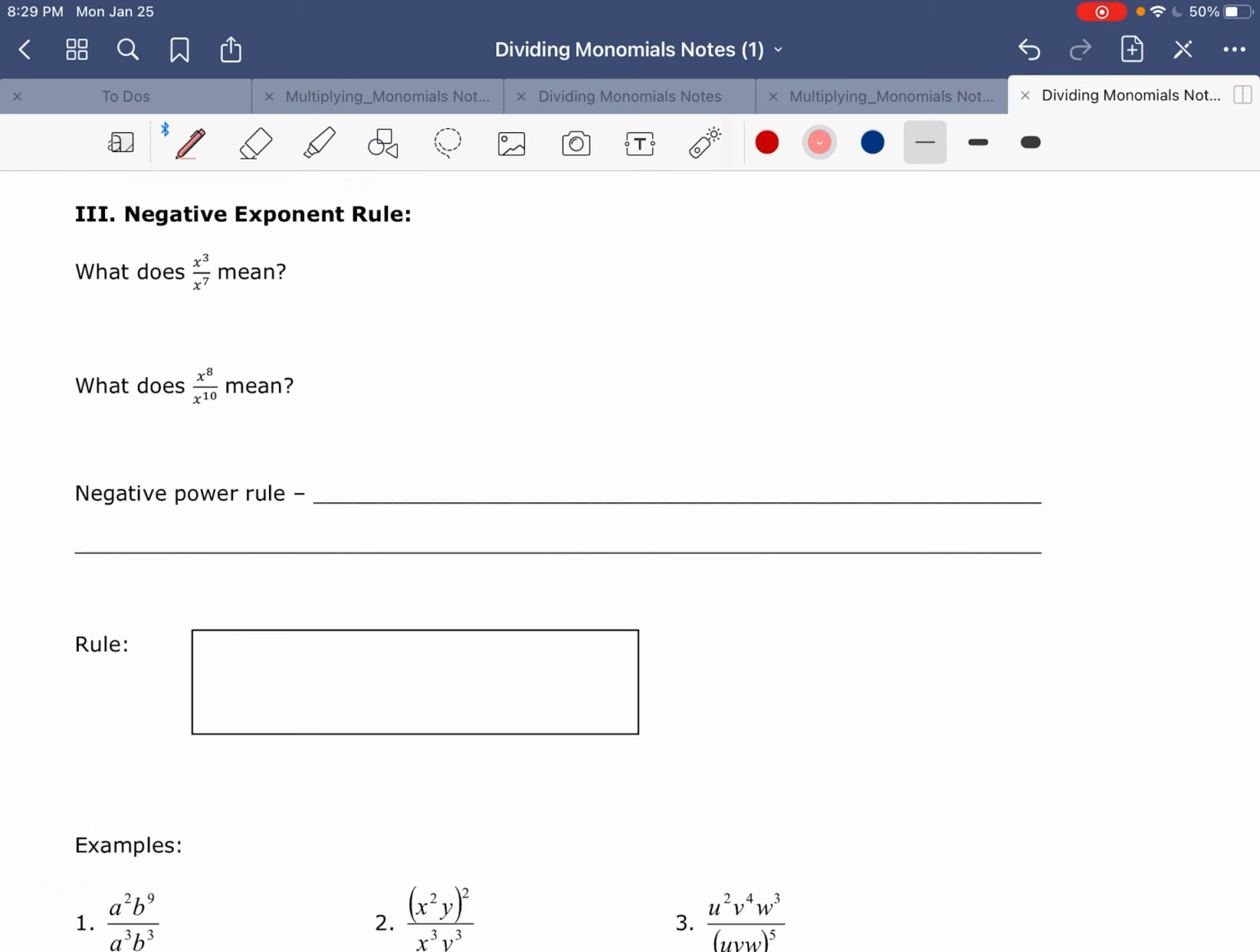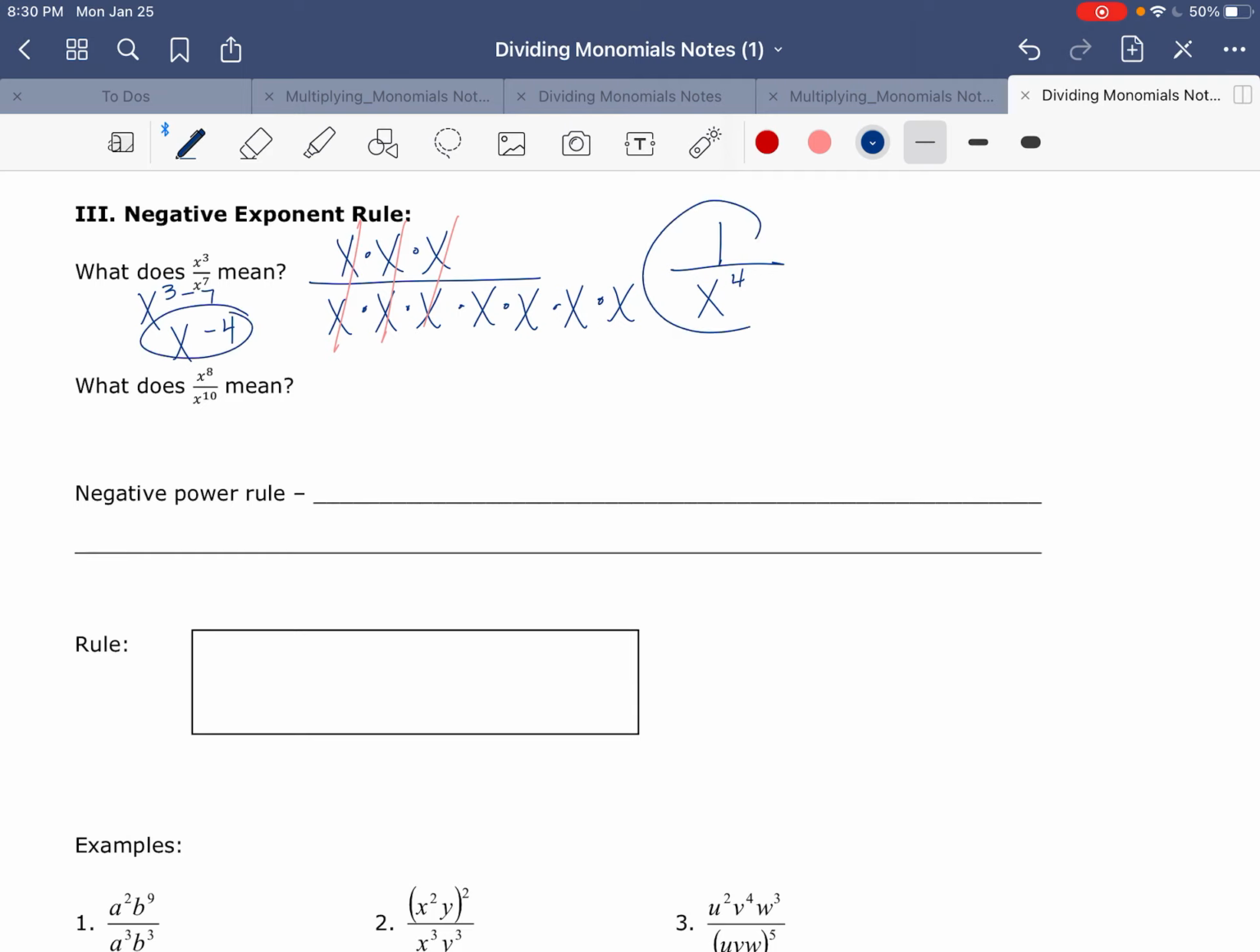Negative exponent rule. x cubed over x to the 7th. Well, if we use our subtraction rule, I know that would be x to the 3rd minus 7, which tells us that's x to the power of negative 4. But if I do my expansion, that's x times x times x over x times itself 7 times. And remember, anything divided by itself simplifies to 1. So I'm left with a 1 in the numerator and x to the 4th in the denominator.